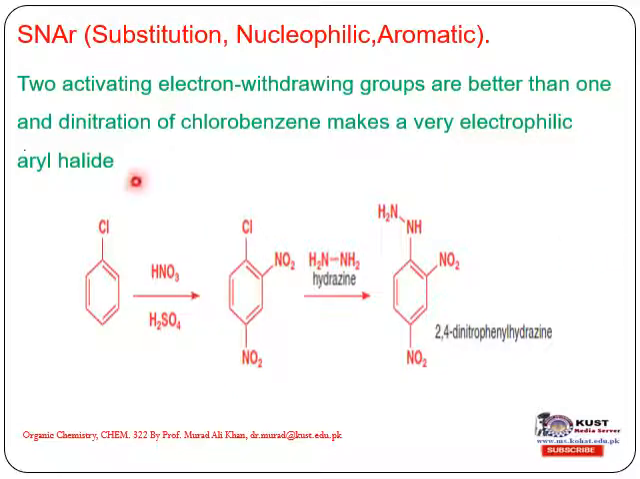If there are two activating electron-withdrawing groups, they are better than one, and dinitration of chlorobenzene makes a very electrophilic aryl halide. If we have a dinitro compound, it will be easily substituted, like here, 2,4-dinitrophenylhydrazine.